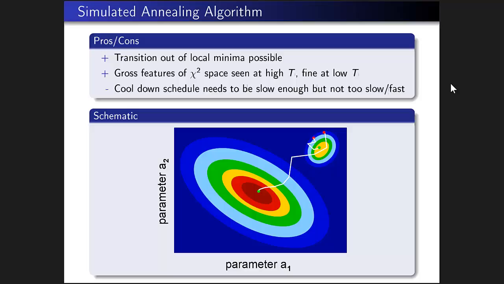But I need to say these two things. The cool down schedule needs to be slow enough but not too fast, and that cool down schedule is user defined. I think there's some literature suggesting what that cool down schedule should be, but it's problem dependent, so determining the right cool down schedule could be problematic too. And the way the algorithm works is that you start with your higher temperatures and you're moving a little more aggressively through chi-squared space, and when you lower the temperature, you're moving a little more finely.